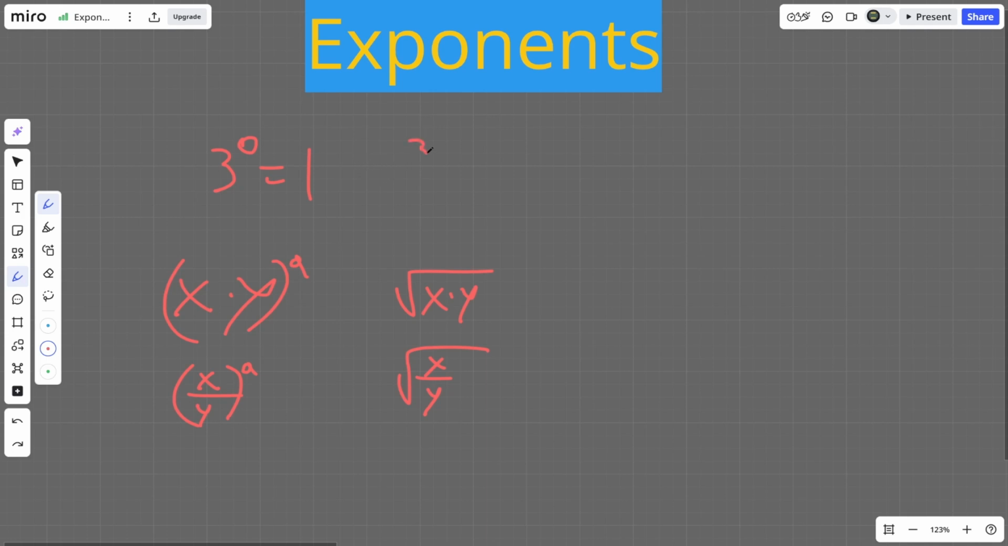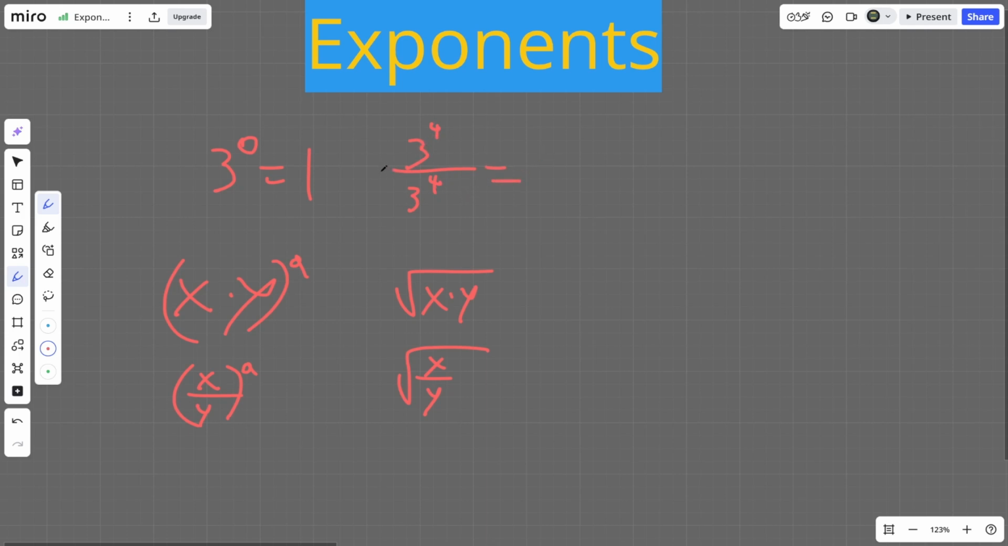Anything, let's say 3 to the 4th over 3 to the 4th. Any base that's the same on the top and the bottom, you can subtract the exponents. What if they're the same exponents, though? 3 to the 4th is a number. It's calculatable. 3 to the 4th is that same number.